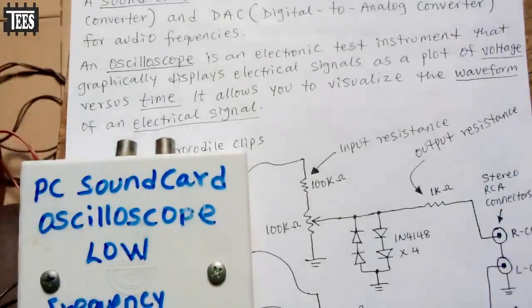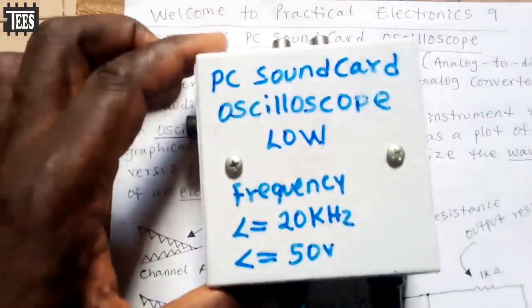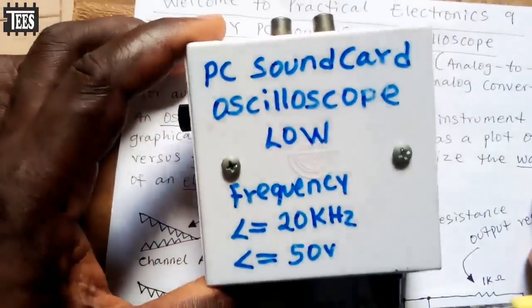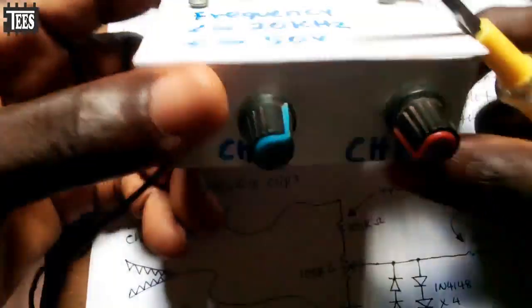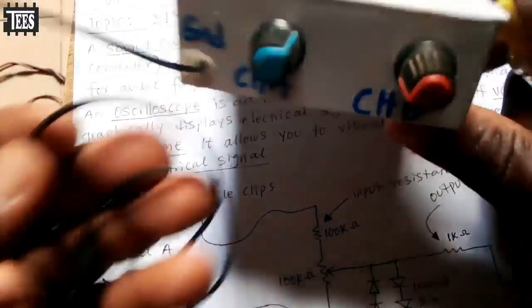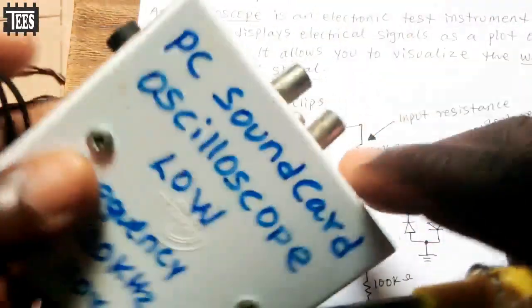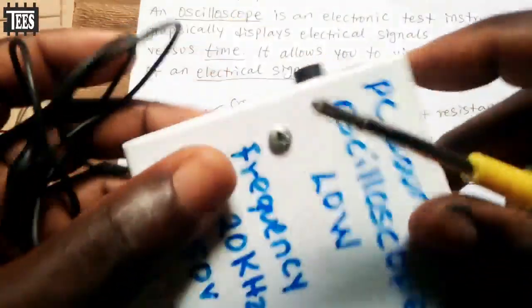An oscilloscope is an electronic test instrument that graphically displays electrical signals as a plot of voltage versus time. It allows you to visualize the waveform of an electrical signal. So what I have here is a PC Sound Card Oscilloscope. This is the device that I'm talking about, which I've already built. So you can see it.